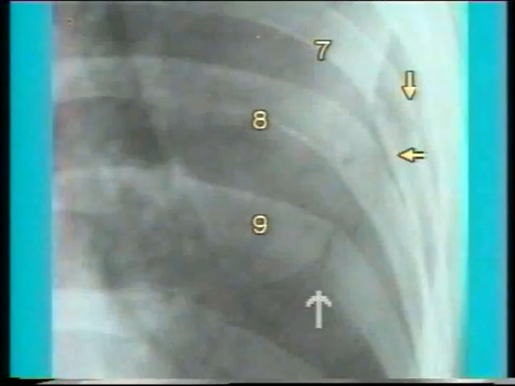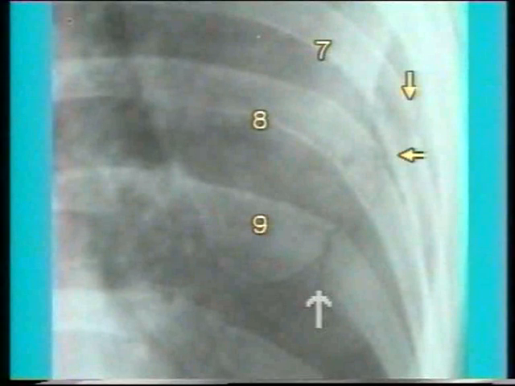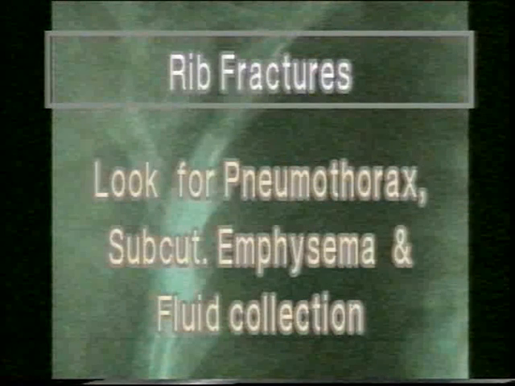This X-ray shows multiple fractures of the ribs. The 7th, 8th and 9th ribs are seen to be fractured. This X-ray shows fracture of the right 3rd and 4th ribs with subcutaneous emphysema, that is air in the subcutaneous space. So whenever you see an X-ray of chest injury with rib fractures, also look for pneumothorax, subcutaneous emphysema and pleural fluid collection.